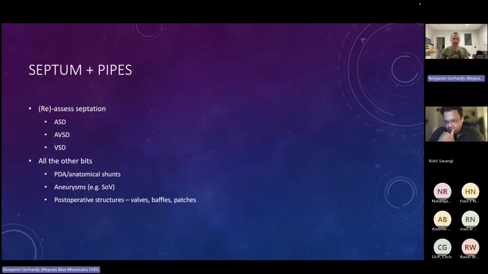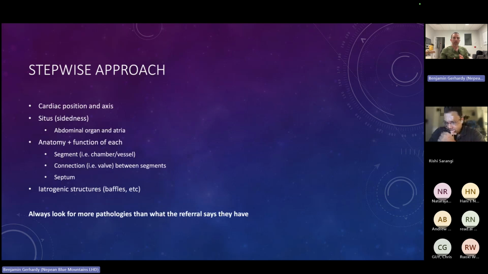And then you look at your septums. Is there an ASD? Is there an AVSD? Is there a VSD? So again, it's just structure, right? Where's the heart sitting? What's the alignment of everything? Is everything plumbed into what it should be?